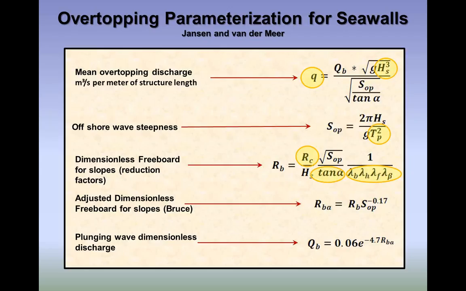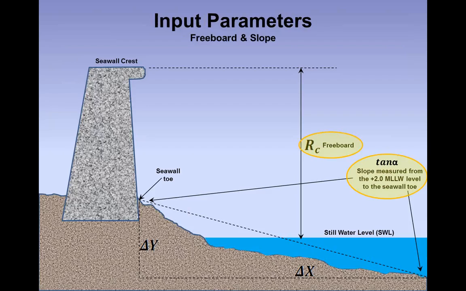The SWAN model itself doesn't handle backwash or reflection from the wall or other structures, but we are talking about adding or modifying the SWAN model so it does. And here's a side view of the freeboard and the slope that we use. Again, the freeboard is measured from the top level of the seawall down to the still water level. And when I mention the still water level, I'm referring to the combination of both the tide and the storm surge, but not the wave action.